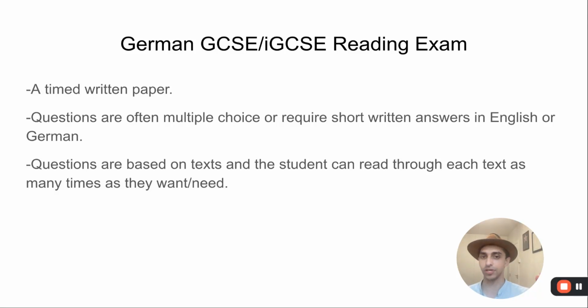Multiple choice type questions are arguably the most common out of those types that we just saw, or they may require short written answers. If they do require short written answers, those could be in English or in German. And be aware that those should definitely be short answers. In the reading paper, you will not be required to write substantial answers in English or German. Those answers should be a sentence or even less than that. It could be a few words, or a phrase.